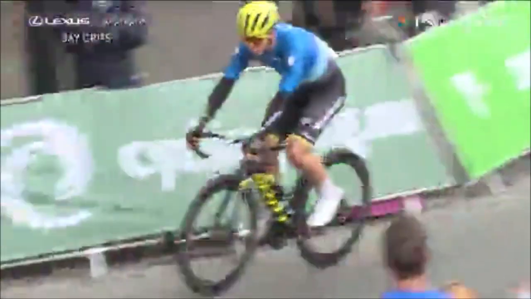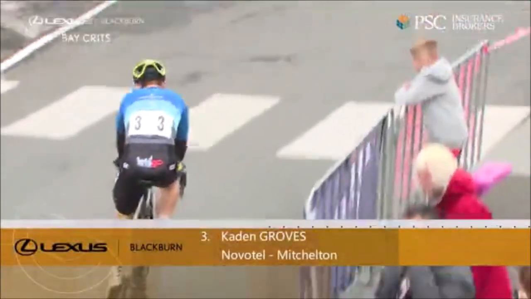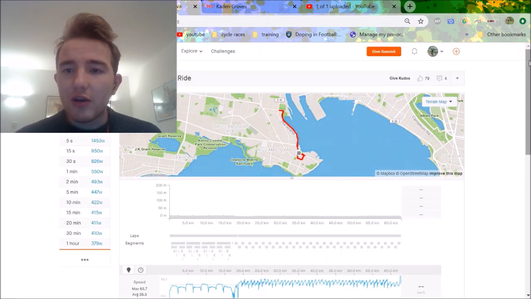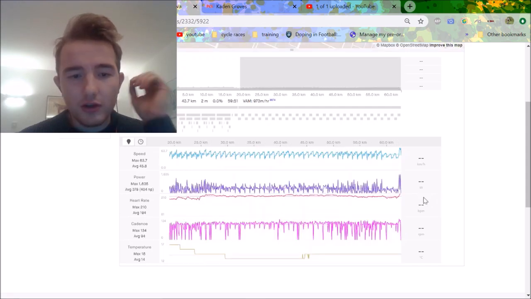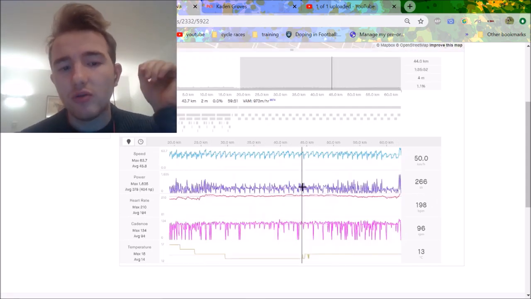We're going to see him at Tour Down Under, so I'm pretty excited. But let's get into his power file and let's get into some results and see what the man himself has done. Here we are. This is Kaden Groves' Strava power file for stage 3 of the Baker It. So this is the whole race, an hour at 400 normalized.